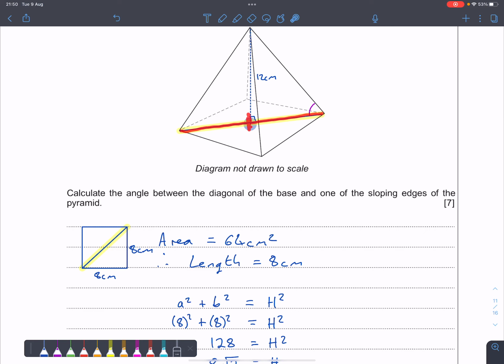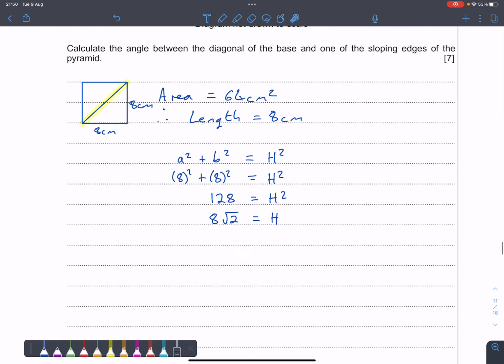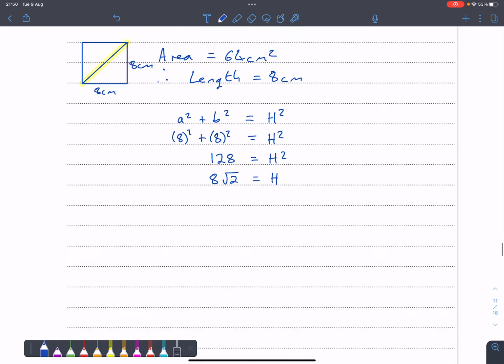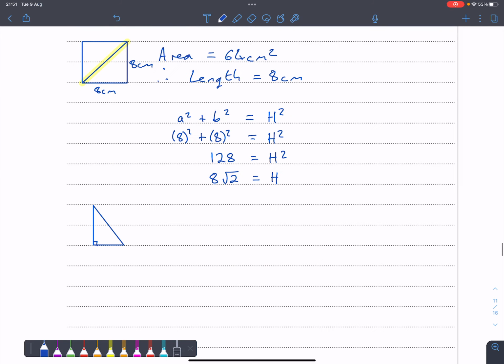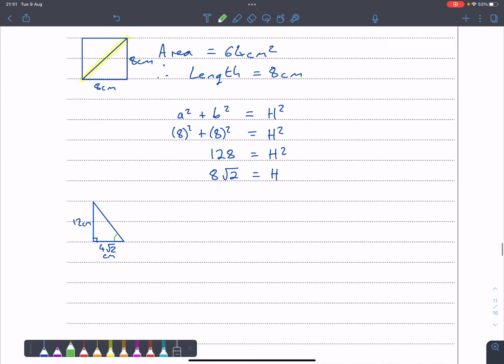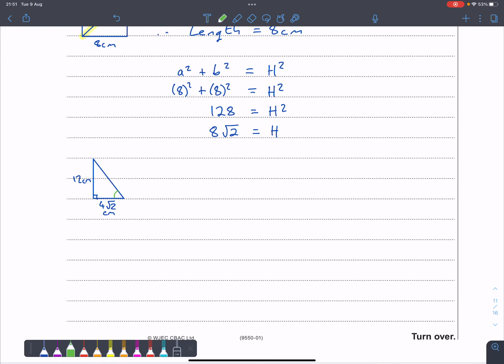Now, I only need half of it. So half of 8 root 2 is 4 root 2. Okay, so that means that if we come to this right angle triangle, we know that this was 12. This length here is 4 root 2. And we are looking for this angle in here. So this is our basic trigonometry. So this is our hypotenuse again over here. This is adjacent. This is opposite.